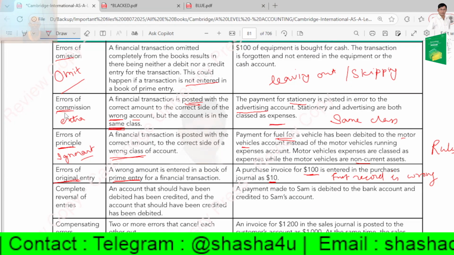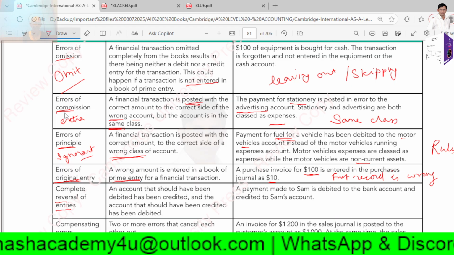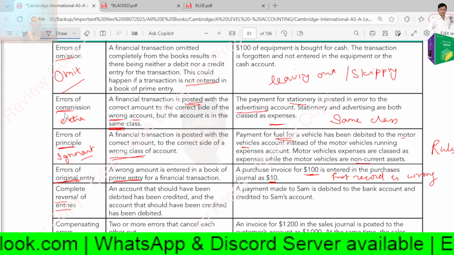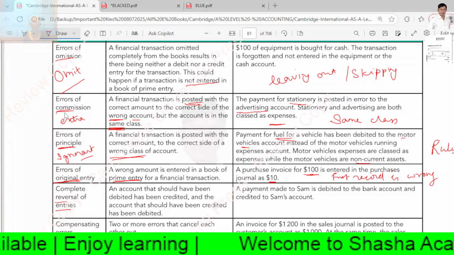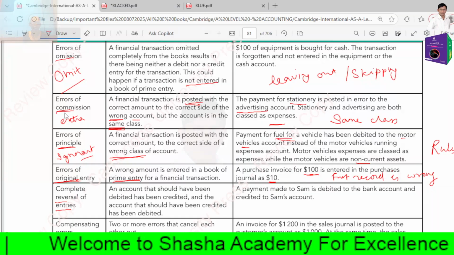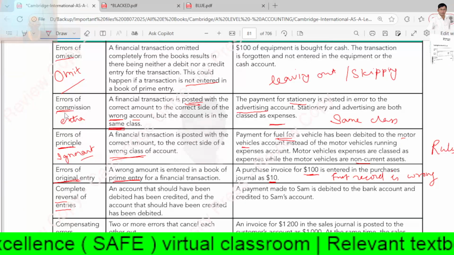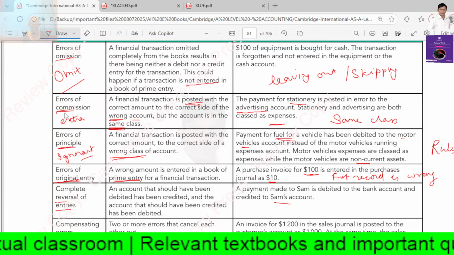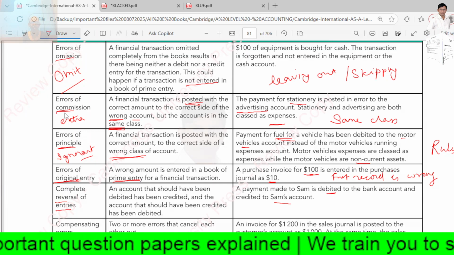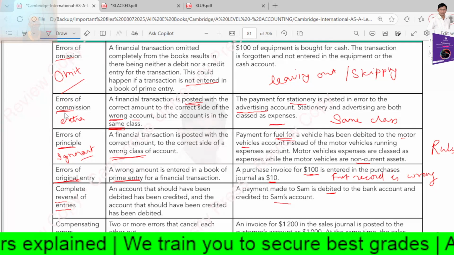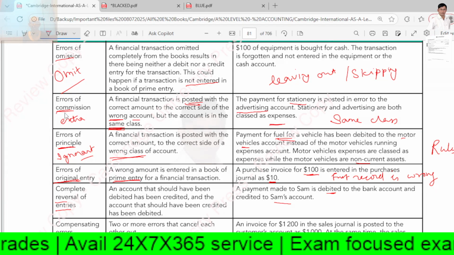So next, complete reversal of entries. Complete reversal means instead of debiting they have credited, instead of crediting they have debited, something like that. An account that should have been debited has been credited, and the account that should have been credited has been debited. So a payment made to Sam is credited to the bank account and debited to Sam's account. Actually, it should be credited to the bank account and debited to Sam's account, because it is paid.